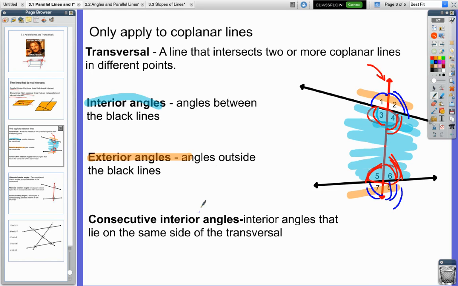All right. Consecutive interior angles. Now, hopefully you wrote this down. I'm going to clear it out real quick. Clear annotation. There you go.